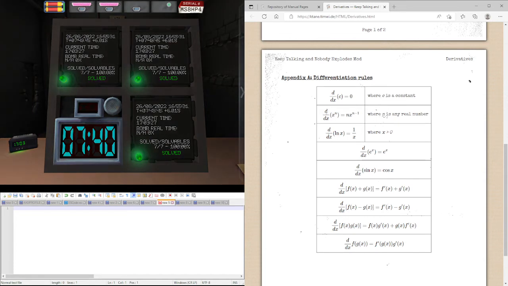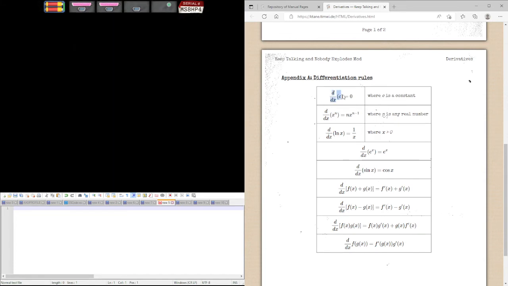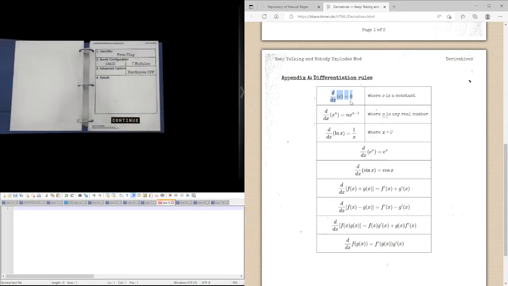So I said I was going to explain the rest of these rules. This is what some people call the... actually I don't know what it's called, but this basically says that the change in a constant as x increases is nothing. It doesn't change. So if you have like 17, for example, or 32 or pi, they all go to 0.